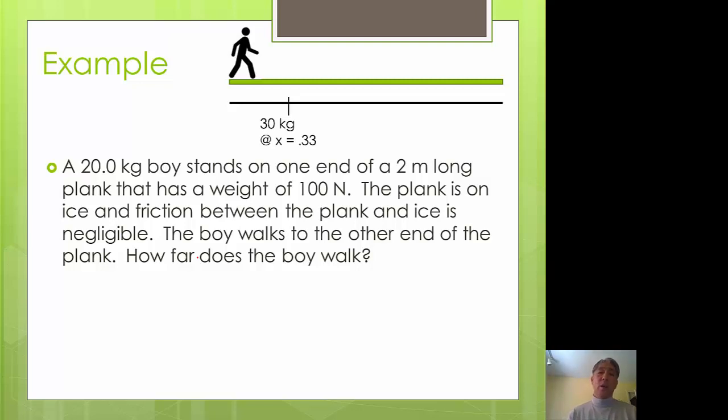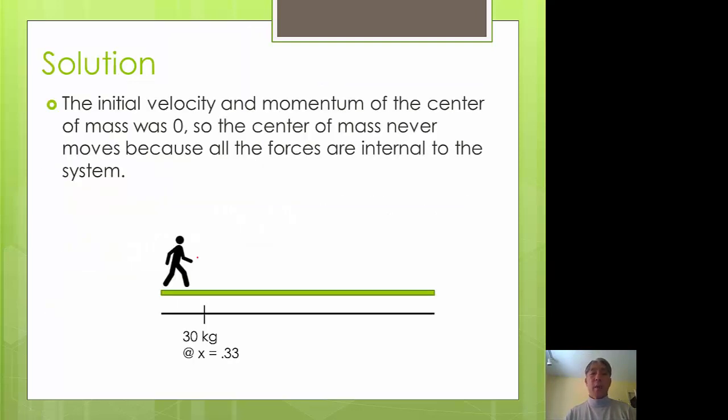Just glancing at it, you would think he walked to the end of the plank. It's a 2 meter long plank, it's easy, he walks 2 meters. Unfortunately, as he walks forward, he applies a backwards force to the plank, because of Newton's third law. The reason he moves forward is because the plank pushes him forward, and in return, he pushes the plank backwards. So he does not walk 2 meters.